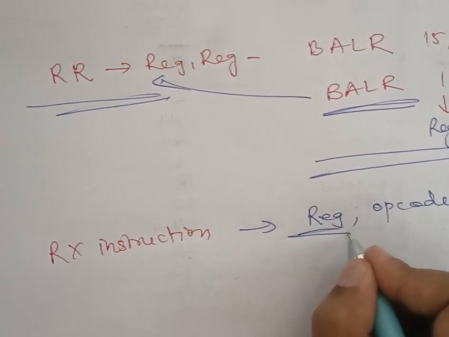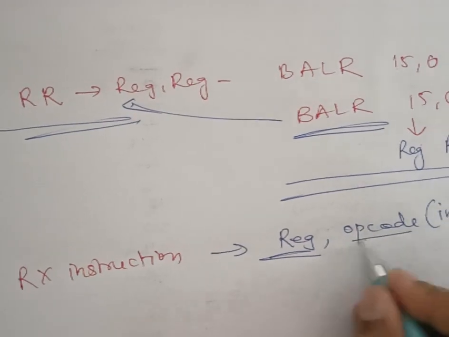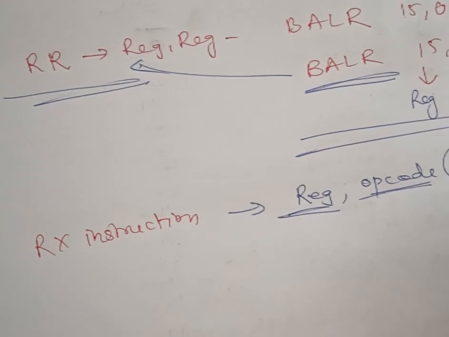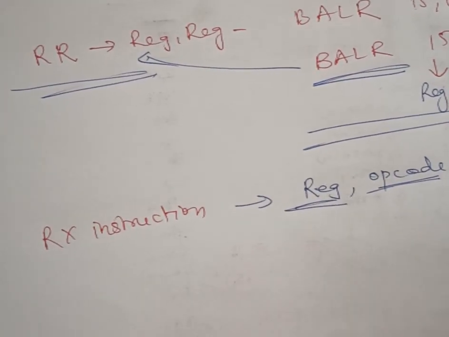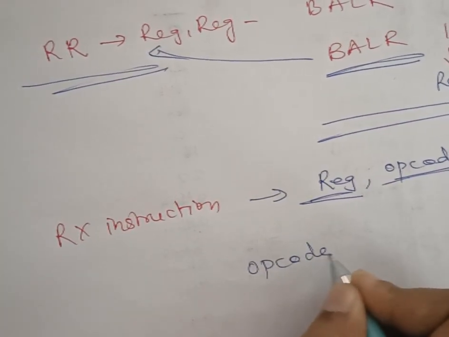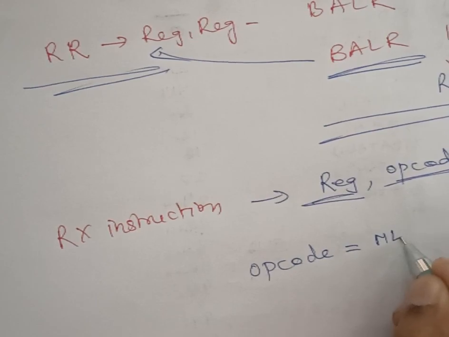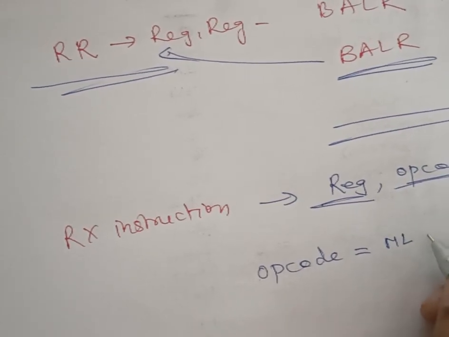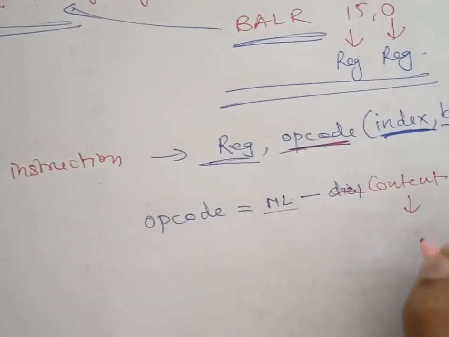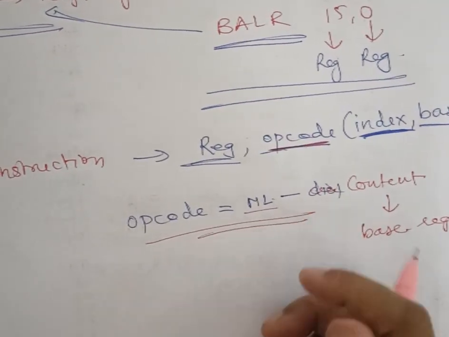Now register, we can get easily from the instruction, but we have to choose the opcode and we have to check for the index also and the base also. So that is a little bit terrible that we are going to see here. The register is easy to find, but for finding the opcode, we have the formula: it contains the memory address of that register, then memory address, then content, and that content we will get from the base register. So that we have to find. So we are going to check how to find it.